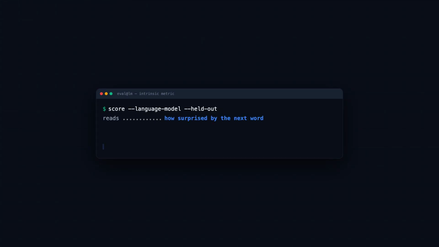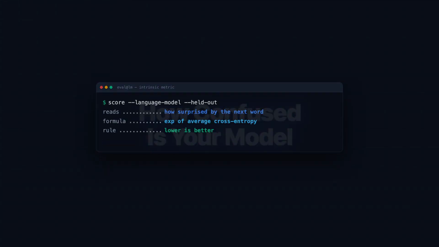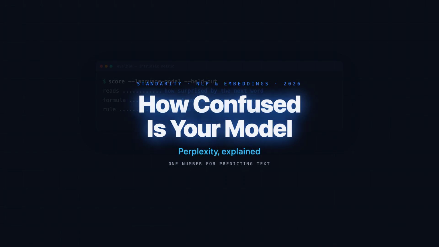Suppose you want to know whether one language model is genuinely better than another. You could read pages of what each one generates and squint, but that is slow and hopelessly subjective. Perplexity offers something cleaner, a single number that captures how well a model predicts real text. The lower it goes, the less surprised the model is by whatever word comes next. Think of it as the model's confusion, finally measured.